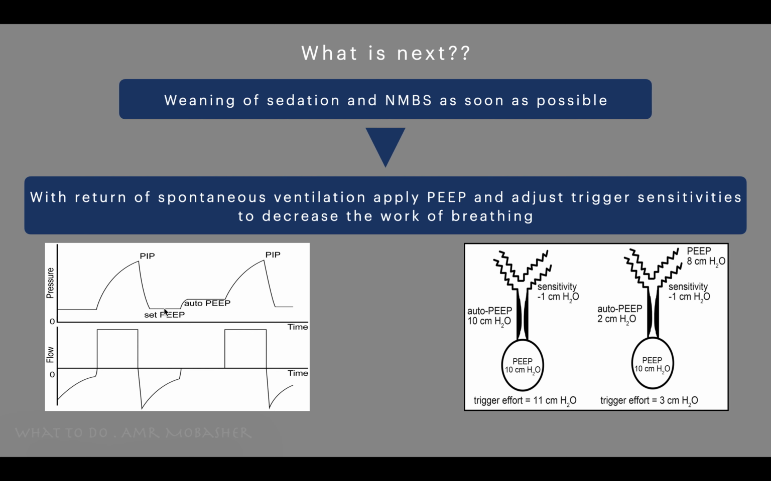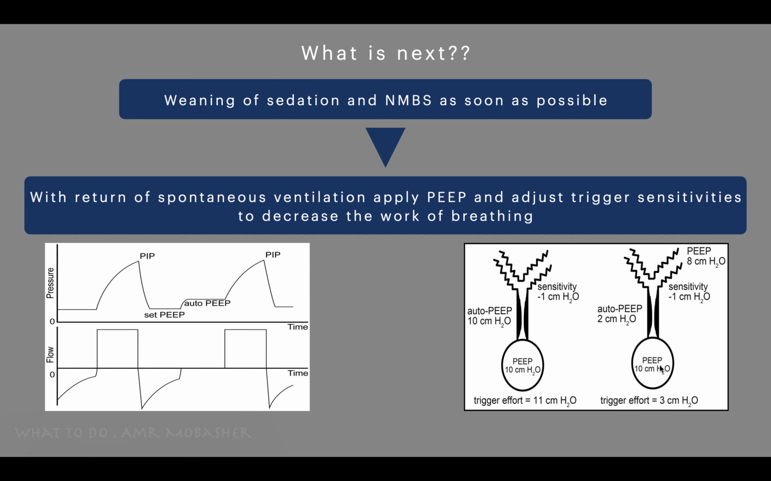So we keep the patient quite closer to the auto-PEEP level. So now if the PEEP is 8 and the auto-PEEP is 10, all the patient needs to do is just minus 3, which is now quite easier for the spontaneous breaths. So here, we applied the PEEP of 8.